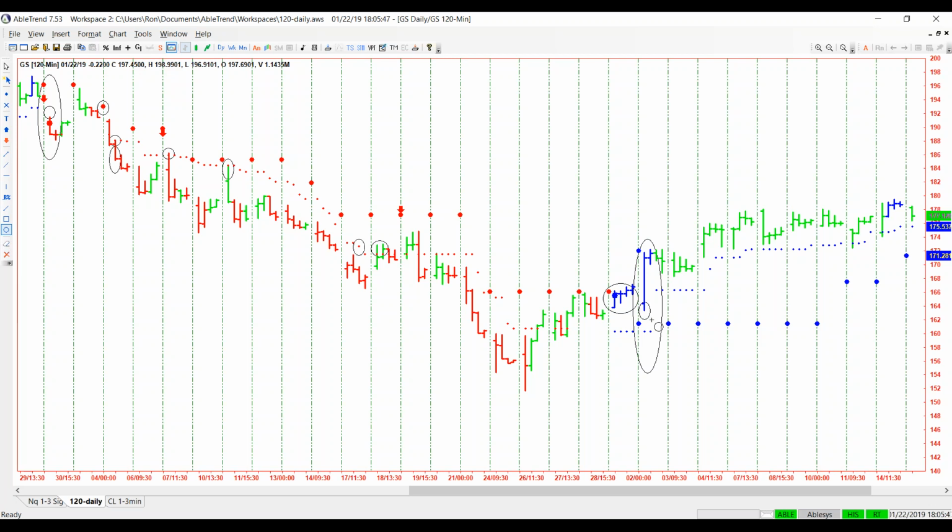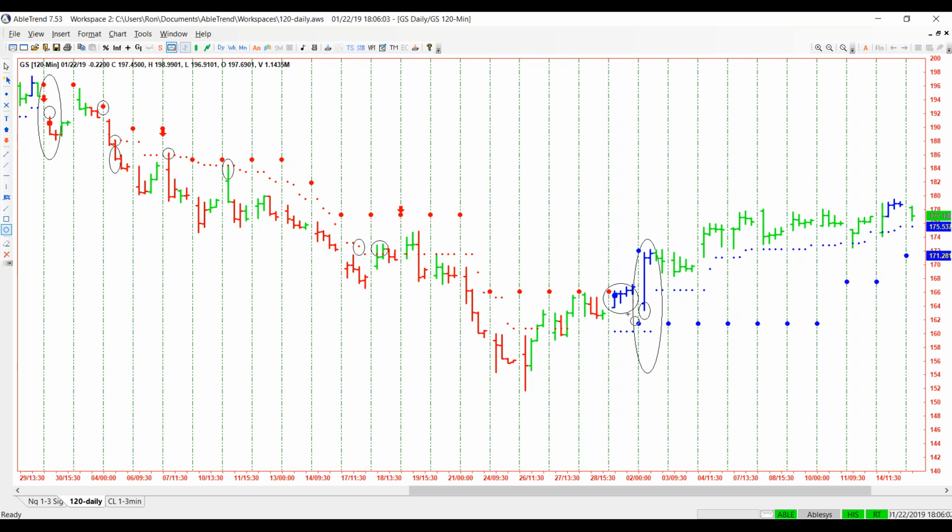Stop loss always goes on the bottom of the first blue bar when all three agree. You've got the first time all three agree: blue bar, blue small dot, blue big dot. There's the first time they all agree. Put the stop loss on the bottom of the bar.